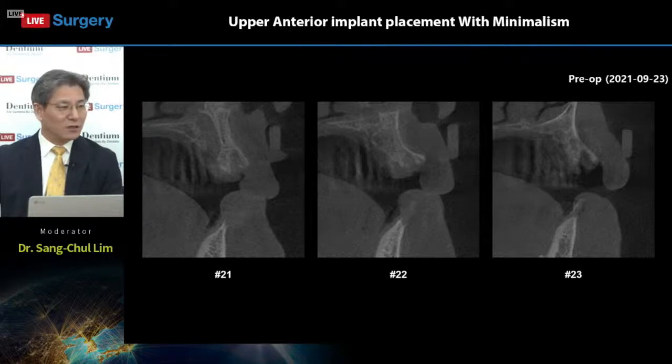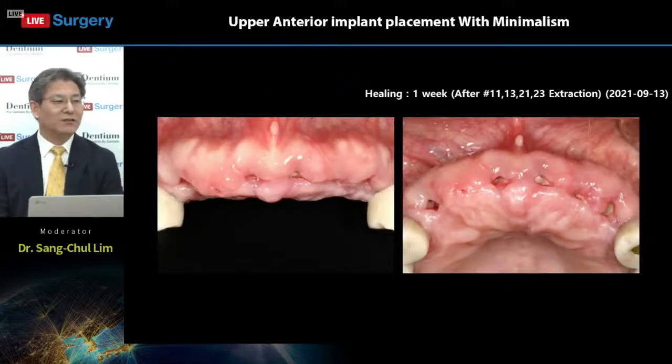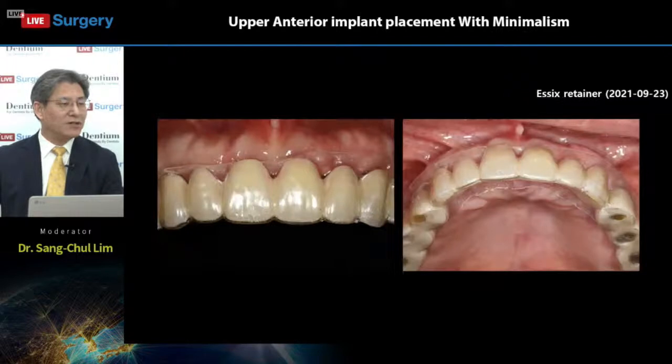About number 22, the extraction socket has some small defect, so implantation is possible with minimal bone grafting. Number 23 has a big defect, but it is a contained defect, so it is not so bad a situation. This is the intraoral view one week after extraction in September 2021. The socket is healing. The patient got an S6 retainer during the healing period, as you can see.